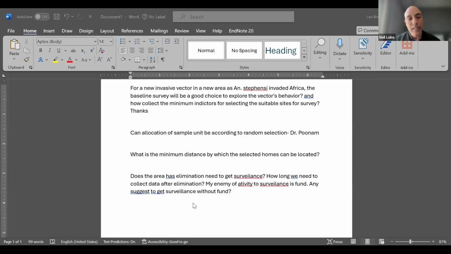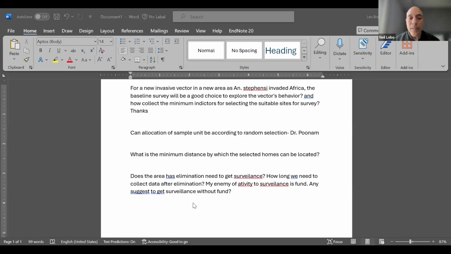So you might want to select depending on your question, right? If your question is, do larval sites predict the number of mosquitoes biting in a household, I'd want to select households close, medium, and far away from your larval sites. Then you can look at the mosquito landing. And as Dr. Poonam suggested, you'd probably do a random allocation: select all the houses close and randomly select a few, select all the houses far away and randomly select a few. You can do that as well, depending on your question, of course.